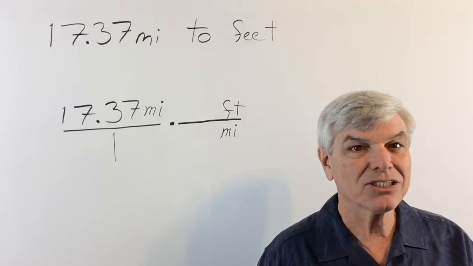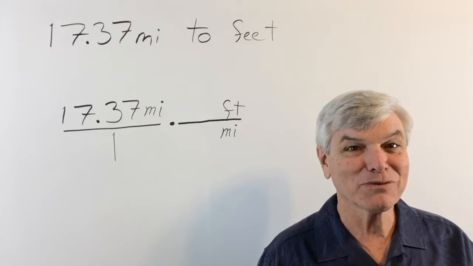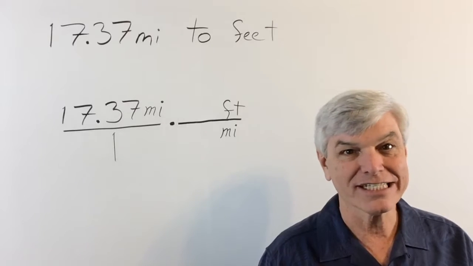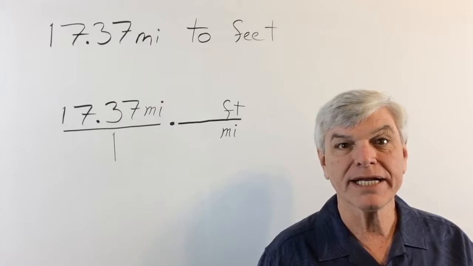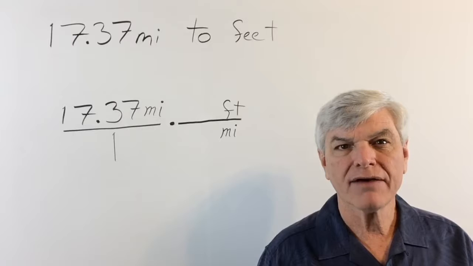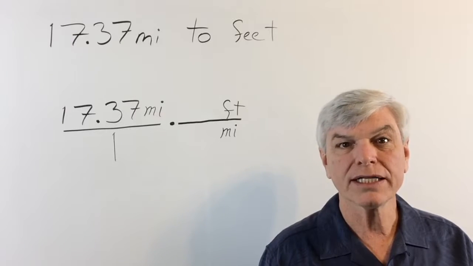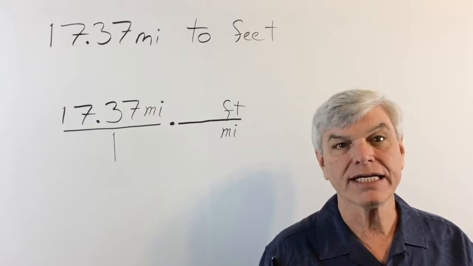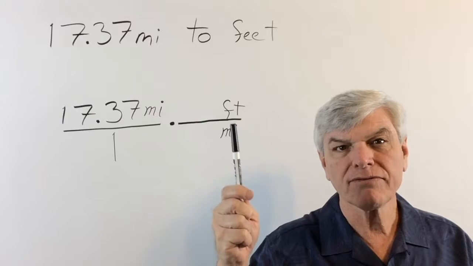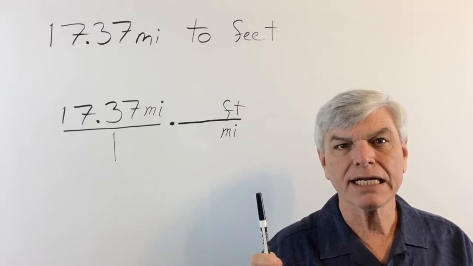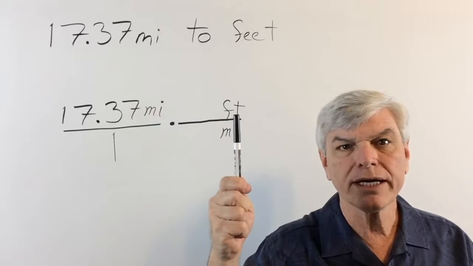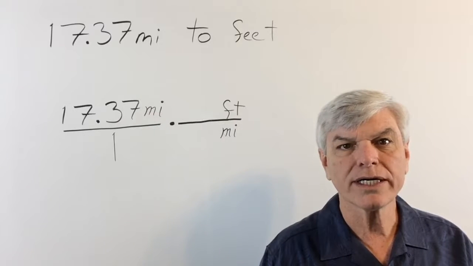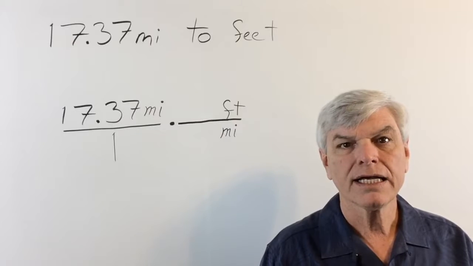Do you see what that does? That gives us miles over miles. What's miles over miles? What's anything over itself? It's 1. Therefore, miles will be eliminated. And what are we going to have left? Well, whatever you want left. In this case, we want feet. Okay, so we're going to put feet on top. And if you think about it, we're going to eliminate miles and miles. And whatever we multiply out here is going to be our number of feet.